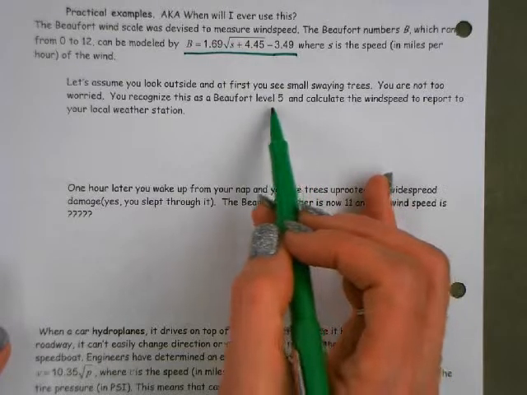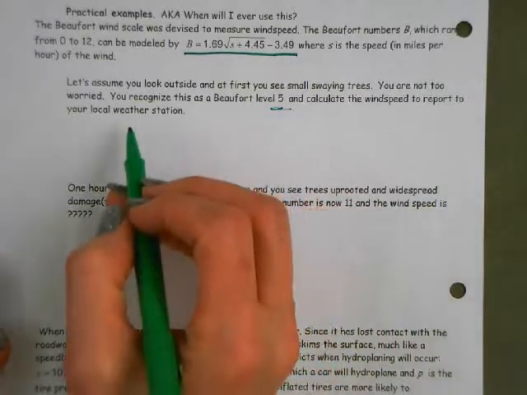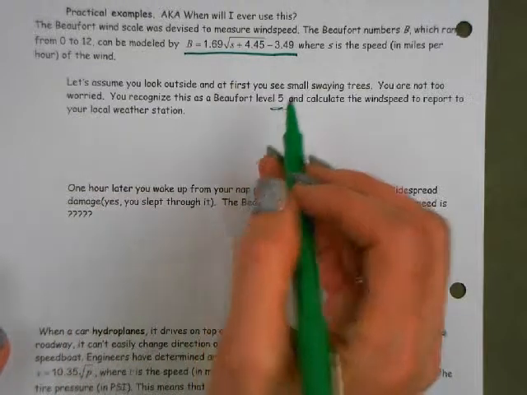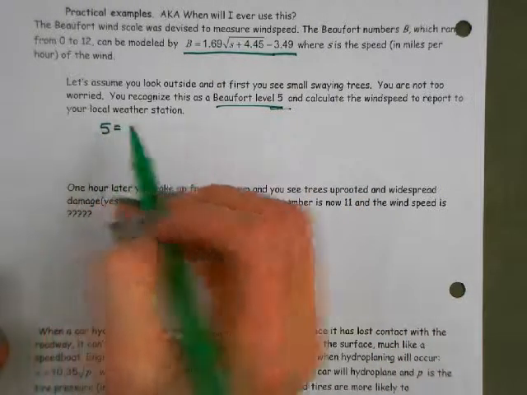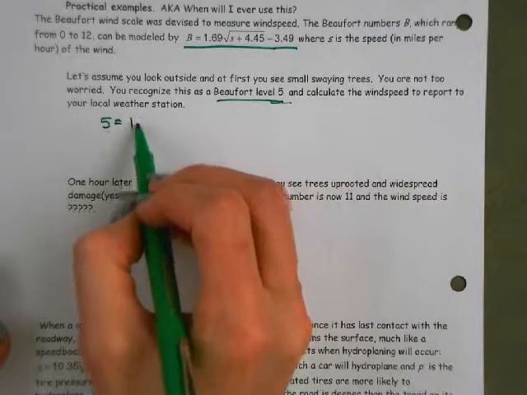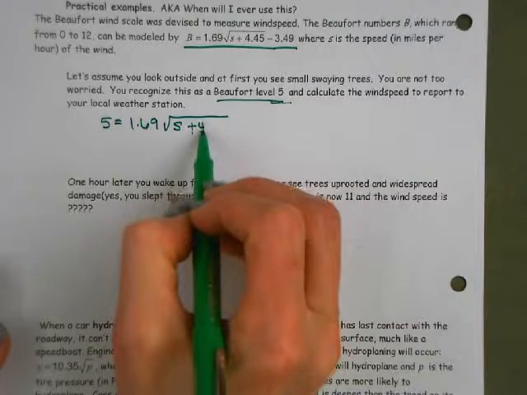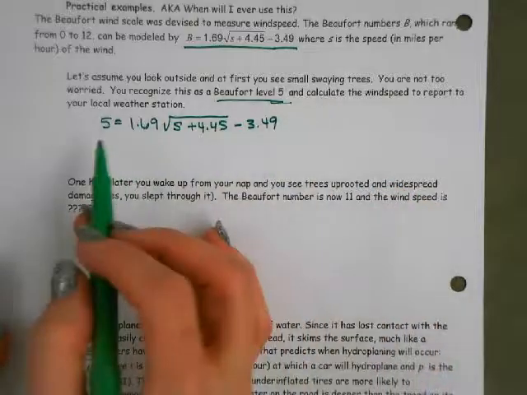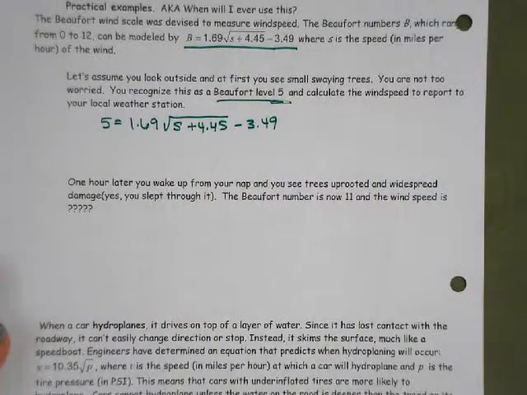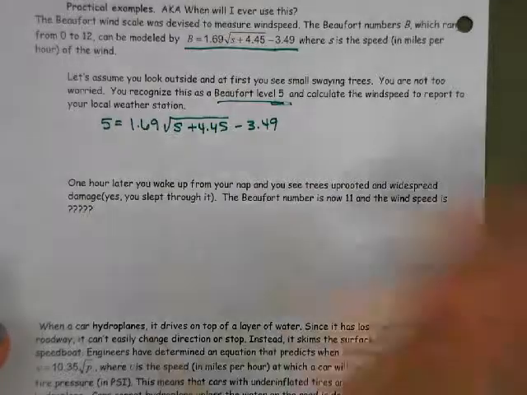On the Beaufort scale, so I'm going to take that value, I'm going to plug it in, I'm going to see what the speed of the wind actually is, okay? So you're going to plug it in for B, because that's the Beaufort, okay? So I'm going to say 5 equals the 1.69 times the square root of the speed, plus 4.45, minus 3.49, okay? I can kind of tell based on how things are swaying what it looks like. Based on that, I could determine what the speed of wind actually is, okay?